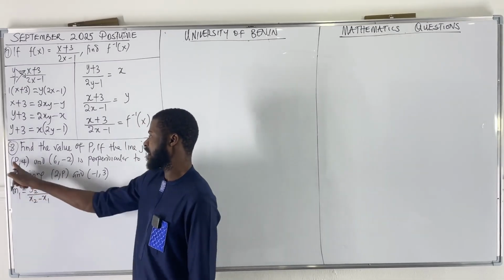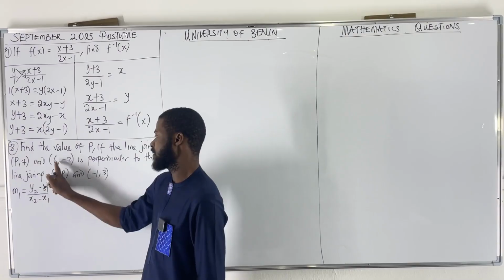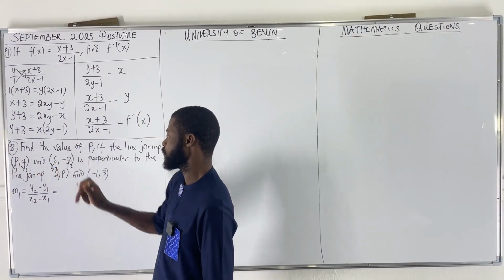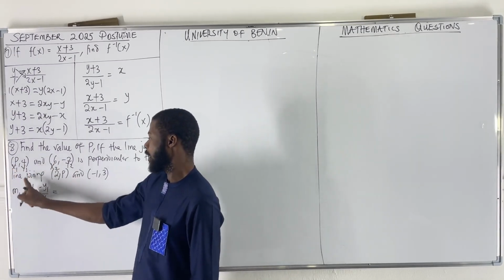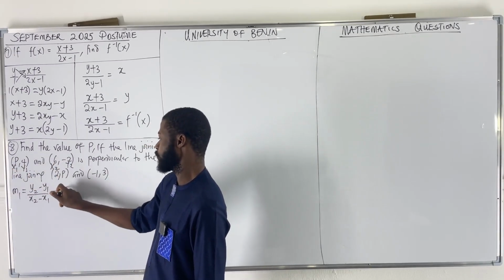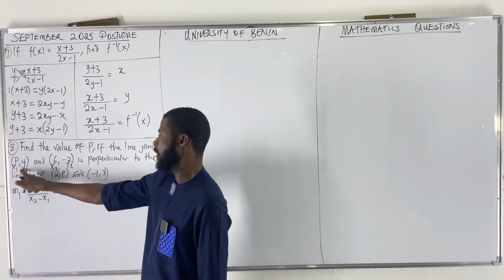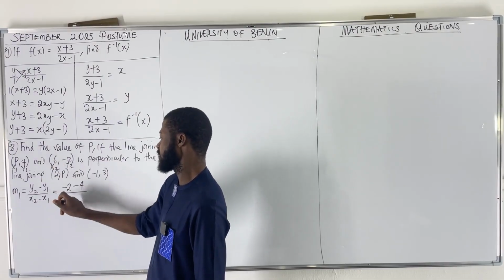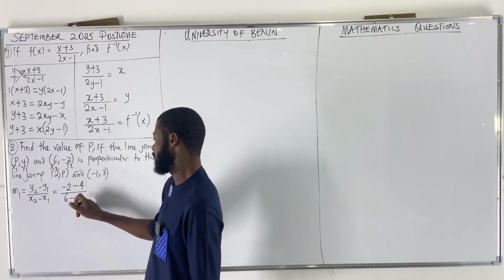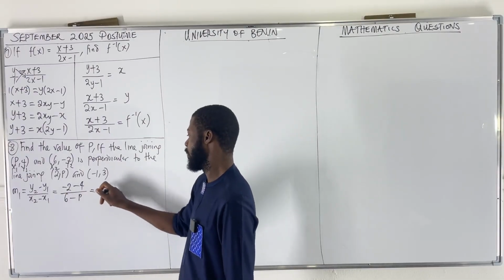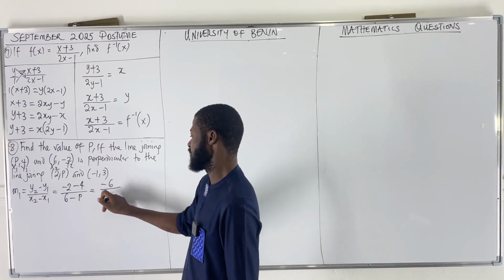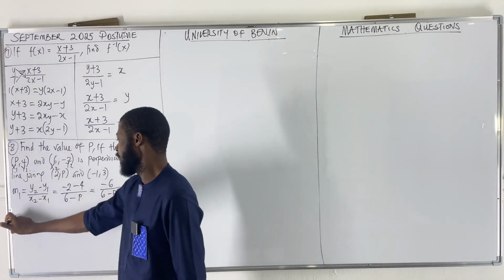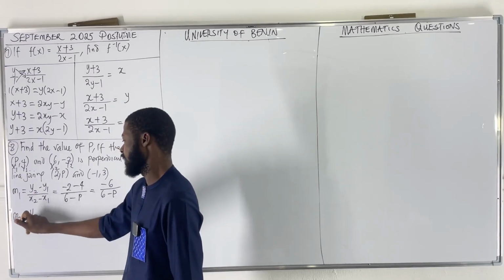So let's find the gradient of the first line. It's passing through this point. This is x1, y1. This is x2, y2. So now, y2 is minus 2 minus y1 which is 4, divided by x2 which is 6 minus x1 which is p. So this will then become minus 6 over 6 minus p. So that's your m1, the first gradient. Now m2, the formula is still the same.